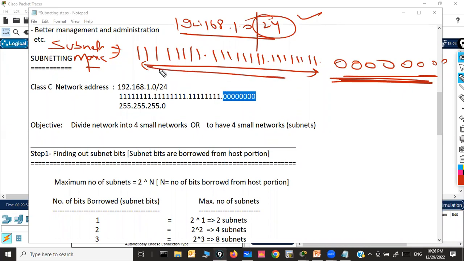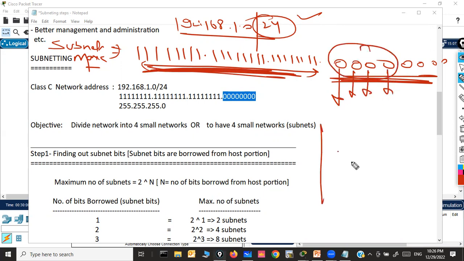Obviously we cannot do anything with these 24 bits. So we can borrow 1 bit, 2 bits, 3 bits, 4 bits. Let's say we have borrowed 4 bits. Now the mask becomes 28. Why 28? Because it was already 24 and we have borrowed 4 more bits. So now the length is 28.